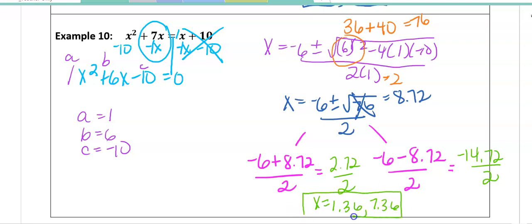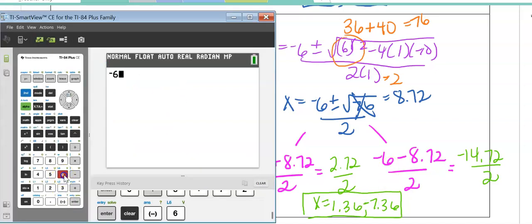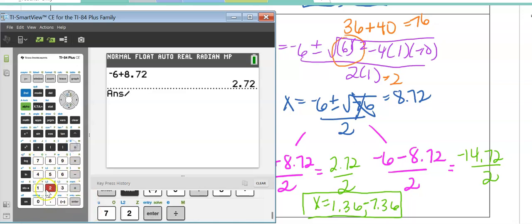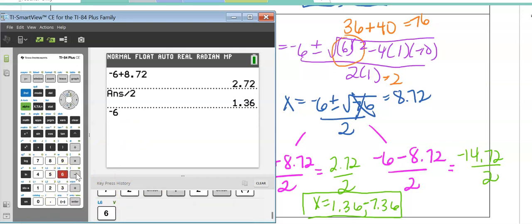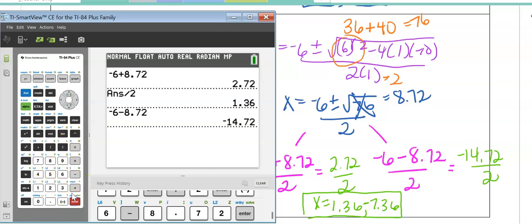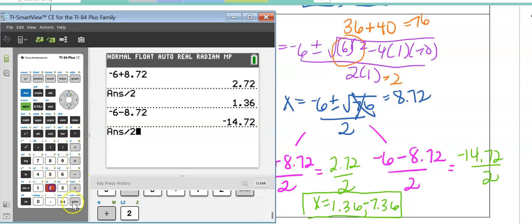And I'm going to check that because, oops, that's a negative. Oh, man, that is a negative 6 plus 8.72. Enter, divided by 2. I am so sorry, okay? So that's 1.36. That's your positive. I missed that negative in front of the 6 when I entered it. So see, I make mistakes just like you guys. Minus 8.72, enter, divided by 2 is a negative 7.36.